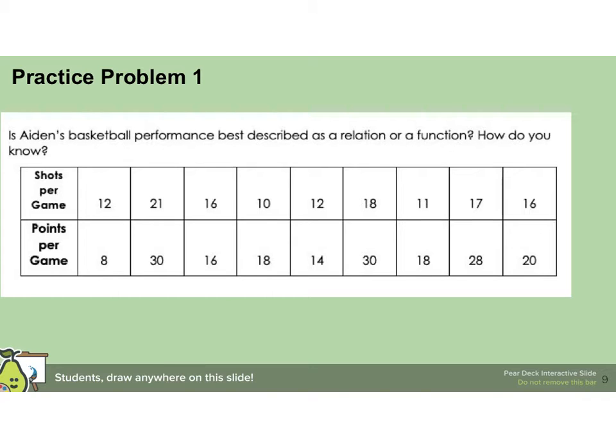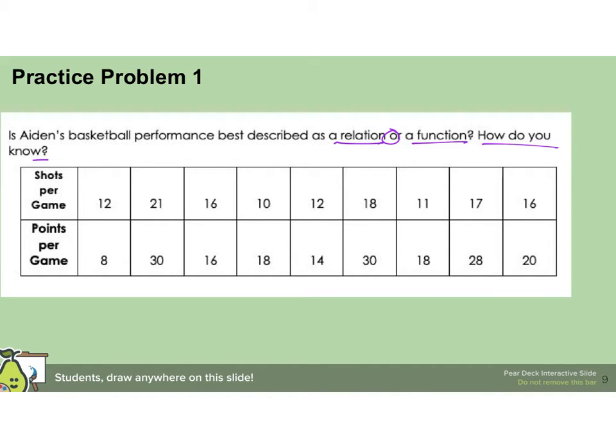We're going to practice this a couple of times. So we're going to look at some tables and see if you're able to figure out which one is a function or not. So we have Aiden's basketball performance. Is this a relation or a function? How do you know?